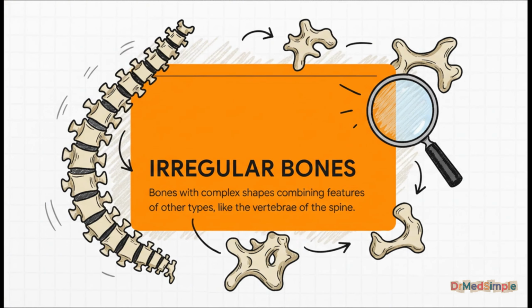And now for the misfits of the skeleton, the irregular bones. As you can probably guess from the name, they just don't fit into any of the other neat categories. And that's because they have very specific, very complex jobs to do. The vertebrae in your spine are the perfect example. Each one is so intricately designed to protect your spinal cord while still letting you have incredible flexibility.